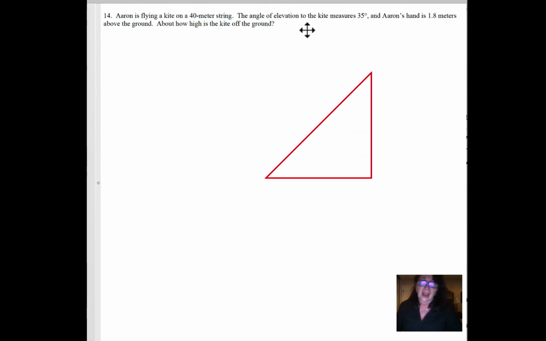Aaron is flying a kite on a 40-meter string. So we're going to say the kite is, let's say, up here. And then this is the string kind of pulled taut. And that's going to be 40. It says the angle of elevation, which is always from the base going up. So the angle of elevation is 35 degrees.